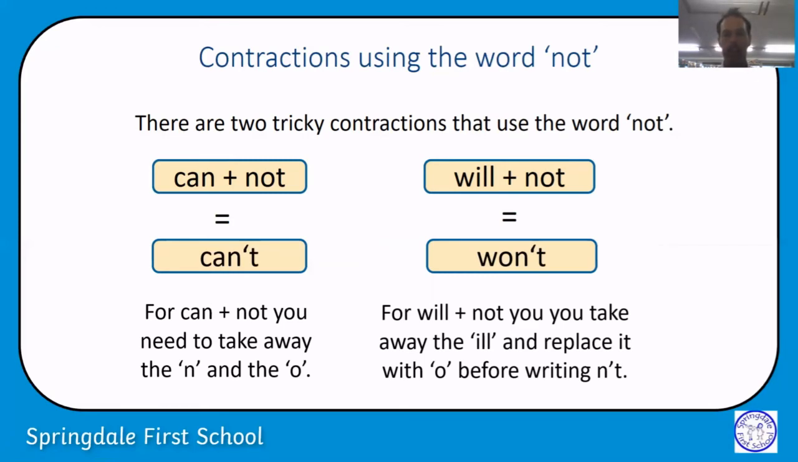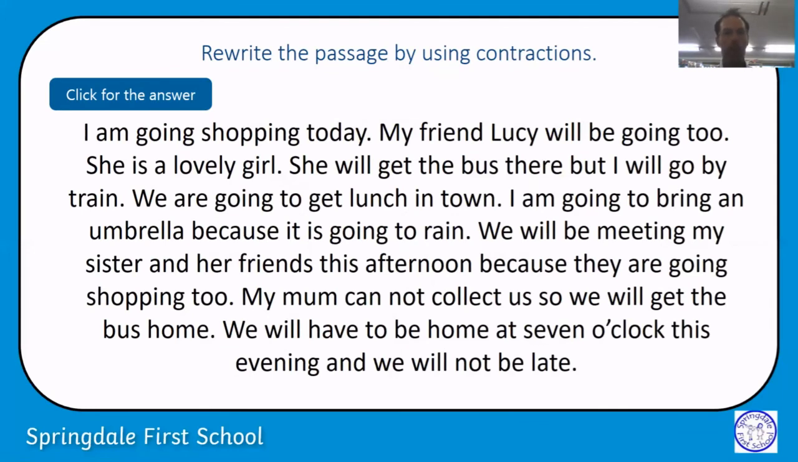I've got one last activity for you. Here, we've got a passage, and I have lots of different words in here that I could use to make contractions. I'm going to read it, and then what I want you to do is to pause the video and to rewrite this passage using apostrophes.